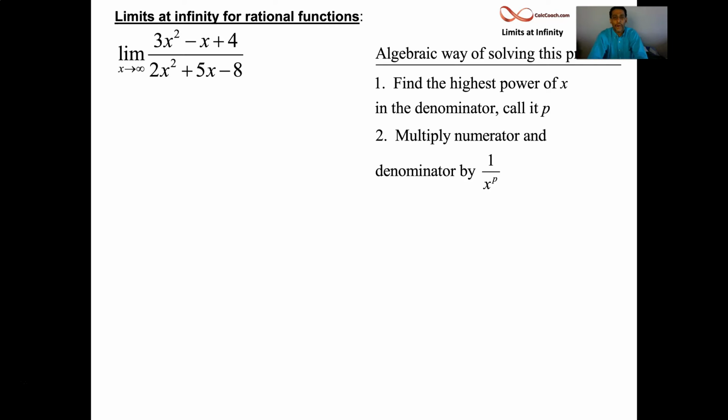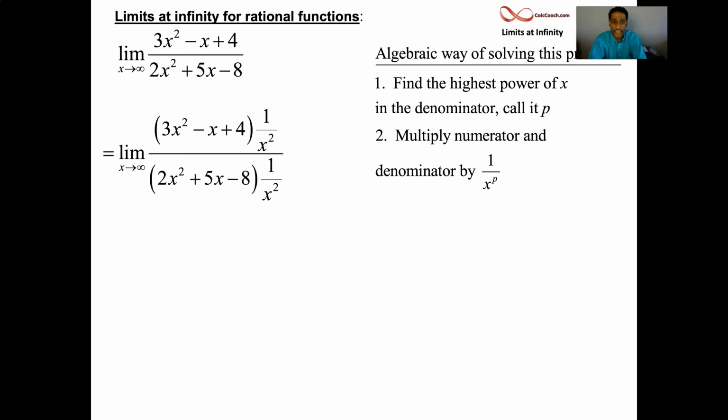Why do that? Well, what you want to do is create a bunch of individual functions that end up going to 0. And we saw in the last video, any constant divided by x raised to any rational power is going to go to 0 as x goes to infinity, even as x goes to negative infinity. So we're going to incorporate that by multiplying both numerator and denominator by this factor.